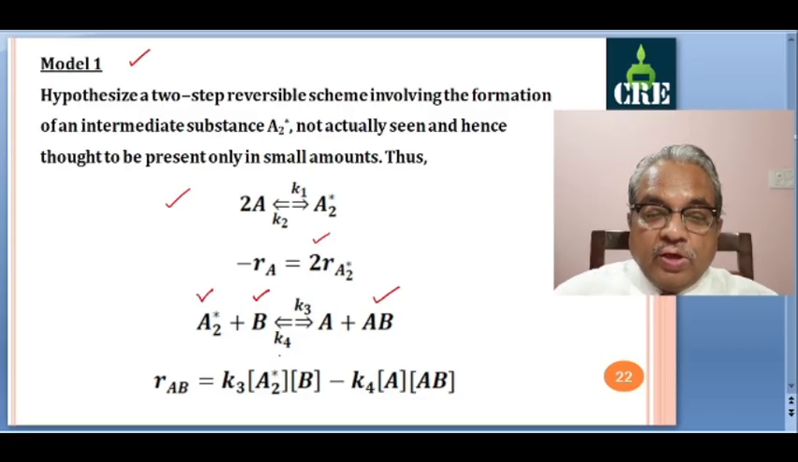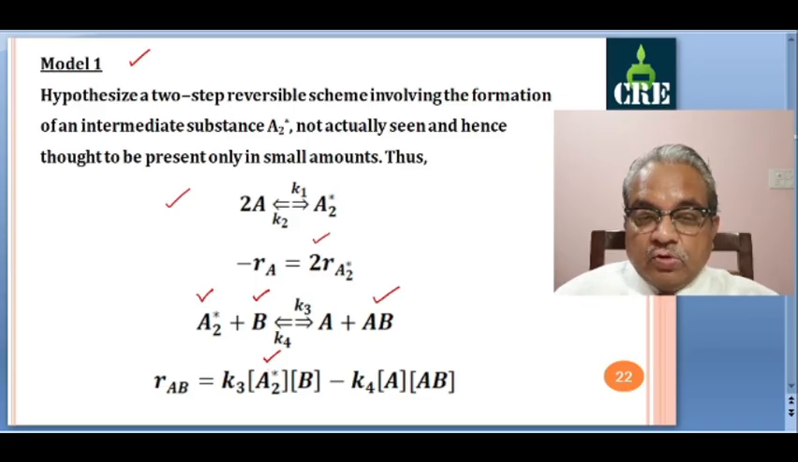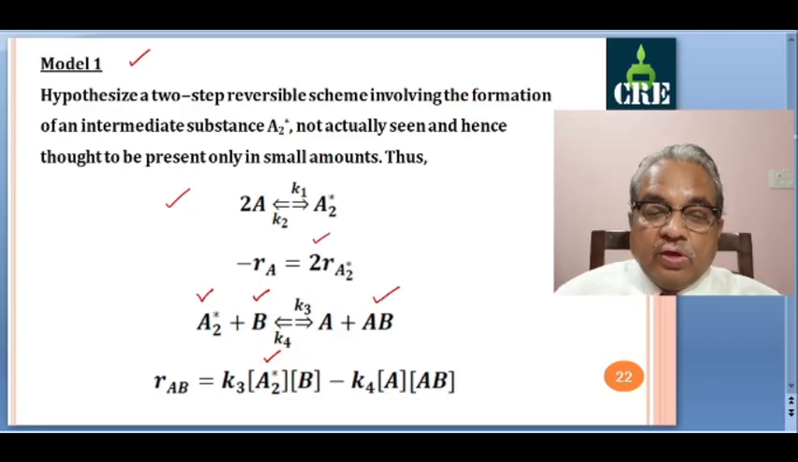Okay, now we have this A2 star. This concentration cannot be determined. You cannot take out a sample and determine this concentration. That means as soon as it is formed, it disappears. So from this rate law which we are getting for these reversible reactions, this A2 star is an unknown quantity, or it cannot be determined. So we have to eliminate this concentration of intermediate.